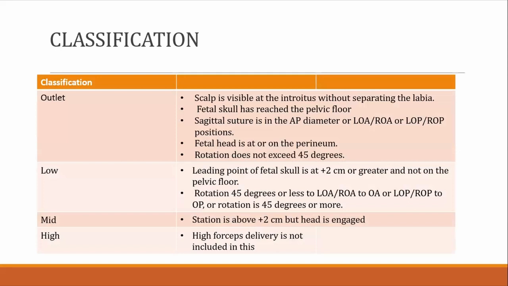To say outlet, the scalp should be visible, the fetal scalp should reach the pelvic floor, and the sagittal suture should be in the anteroposterior diameter. That means the position should be left occipital anterior or right occipital anterior. The fetal head should be on the perineum and rotation less than 45 degrees. And low, we define on the station +1, +2, where the rotation can be above or below 45 degrees.